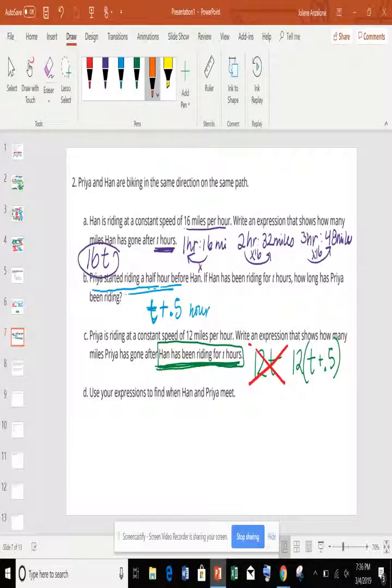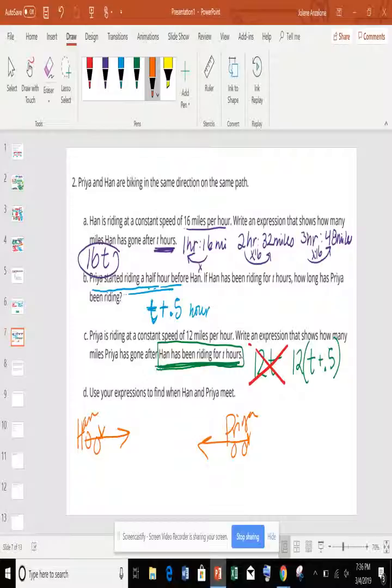And now D is where you're going to do some work. Use your expressions to find when Han and Priya meet. So they're going to meet when their distance is equal. It's kind of like Han is riding over here on this bicycle. Pretend that's a bicycle. And Priya is riding over here on this bicycle. When are they going to meet?